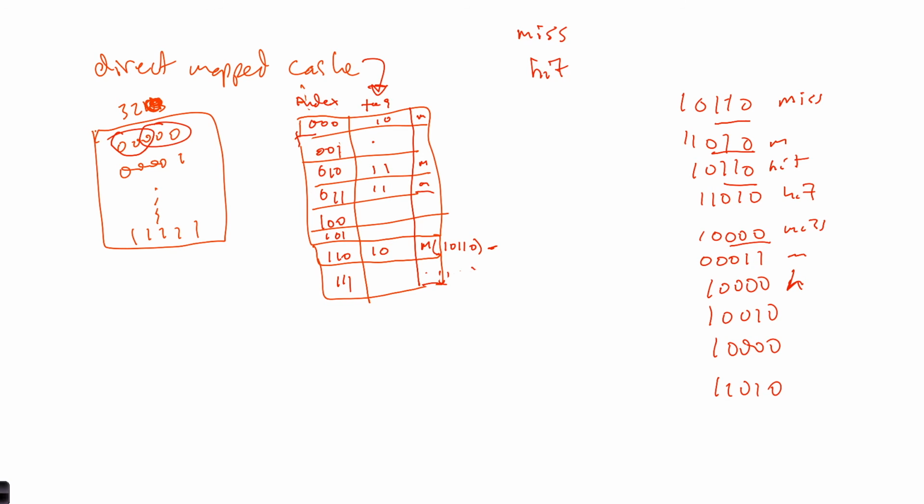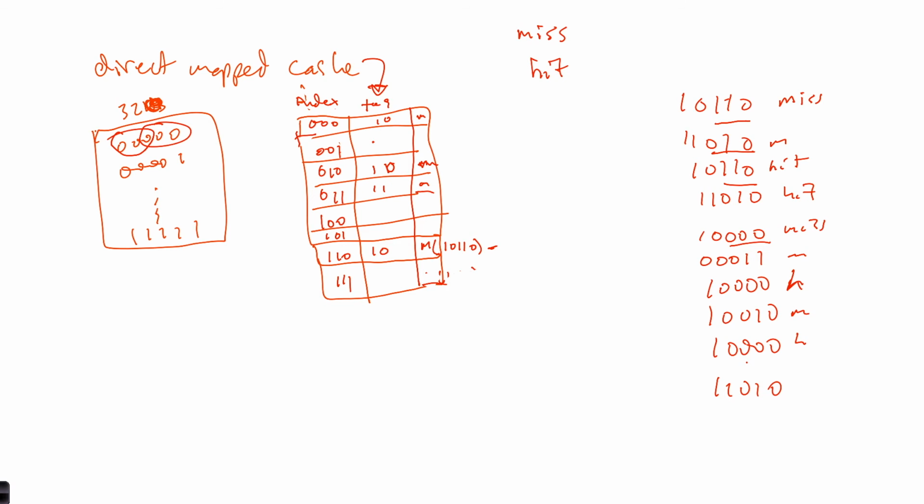Okay, and then 10010. Okay, we go to 010. Aha, 010. It's 11, but we're looking for 10. We now evict what's there in the cache. That's what they call it, cache eviction. We send it out. We put the 10 there, and we replace it with the memory from 10010. That was a miss because it wasn't what we were looking for. Then 10000. It's a hit again.